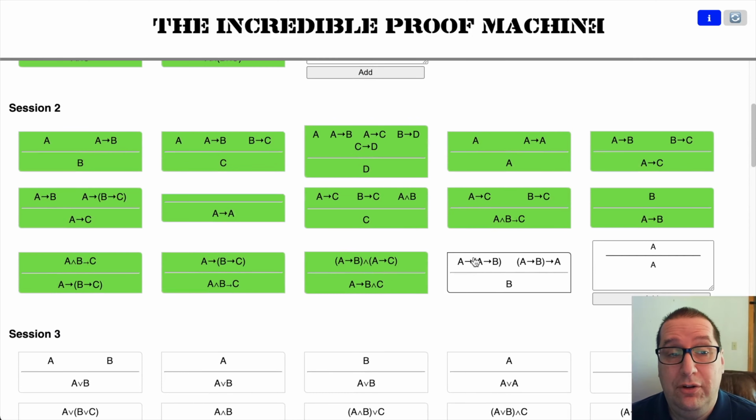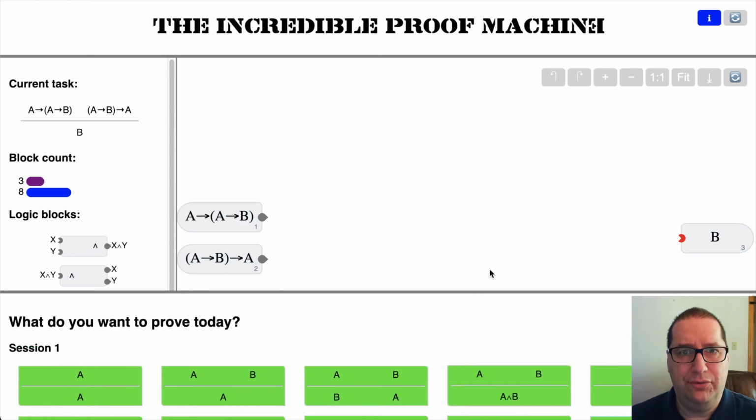Our last level in session 2. I don't know how far I'm going to go today, but I'm going to try and go as far as I can. I am going to cut the video, as I said. We'll do session 3 in the next video, but let's do our last level for session 2.